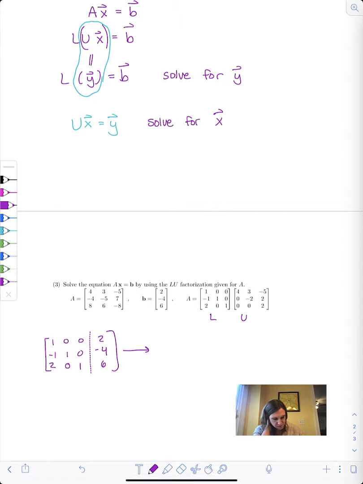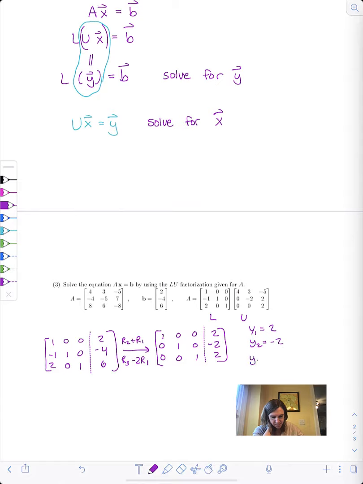We just need to add row 1 to row 2, and we get 0, 1, 0, negative 2. And then we may as well take row 3 and subtract out 2 times row 1. So we're combining two operations. 6 minus 4 is 2. So that's already telling us that y1 is 2, y2 is negative 2, and y3 equals 2.